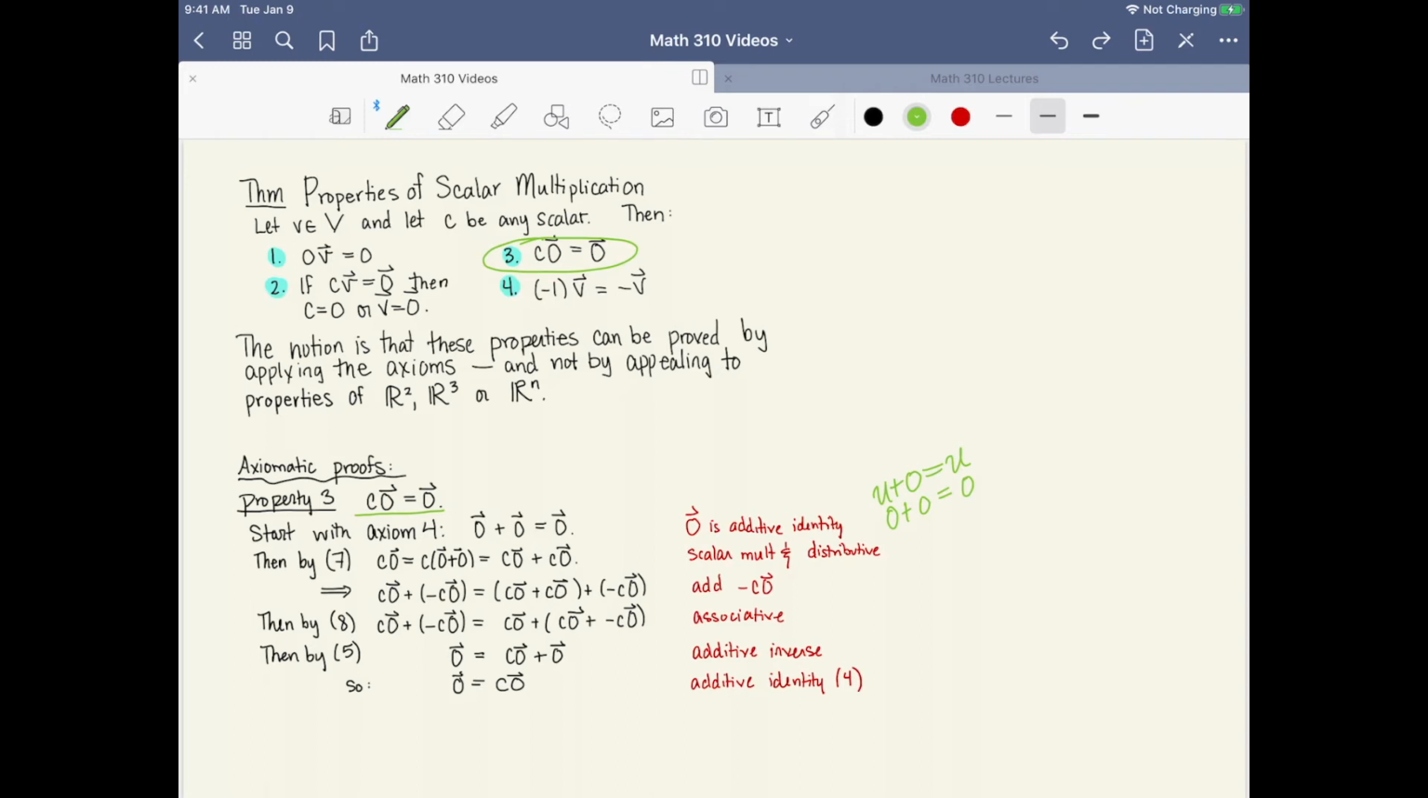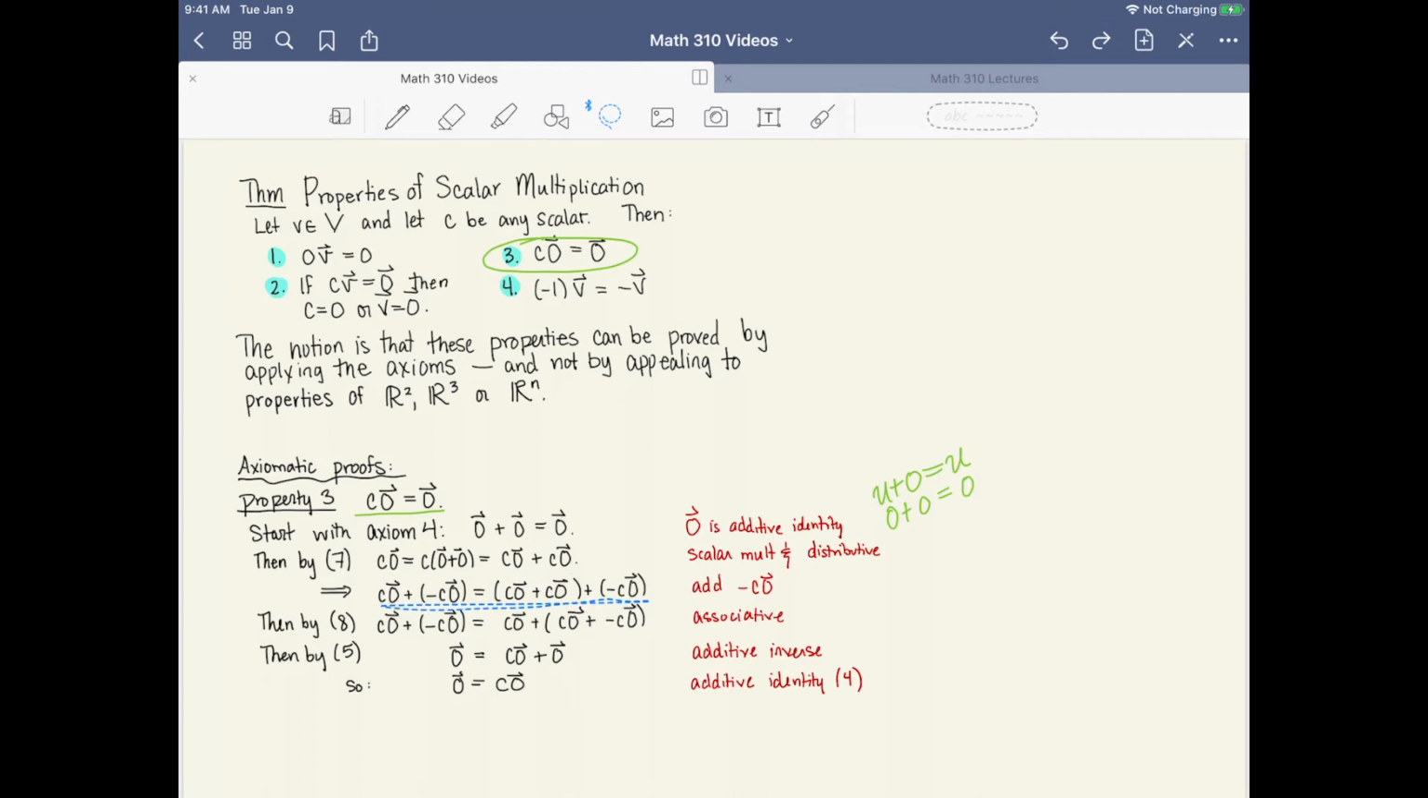Next, what we're going to do is apply axiom 7. So if we take c0 and write it as c times (0 plus 0) in parentheses, axiom 7 tells us that we can distribute the scalar across the parentheses like this. And then next what we're going to do is a little bit of a trick. We're going to take c0 equals c0 plus c0 and add minus c times the 0 vector to both sides of the equation. And that's what we see written here.